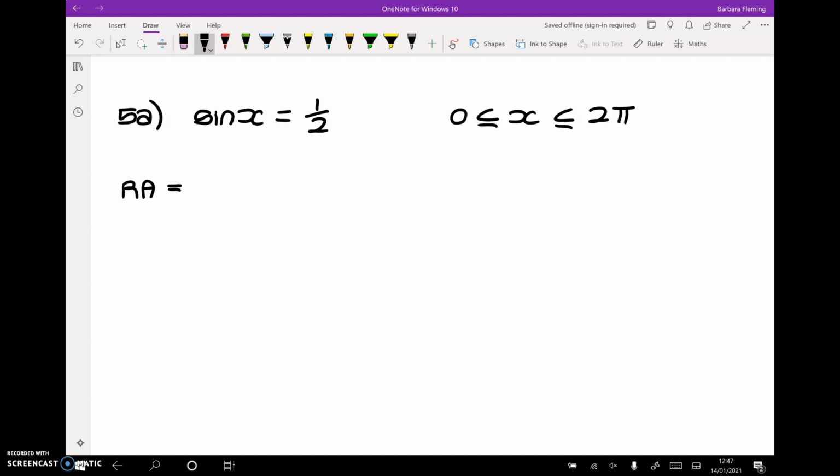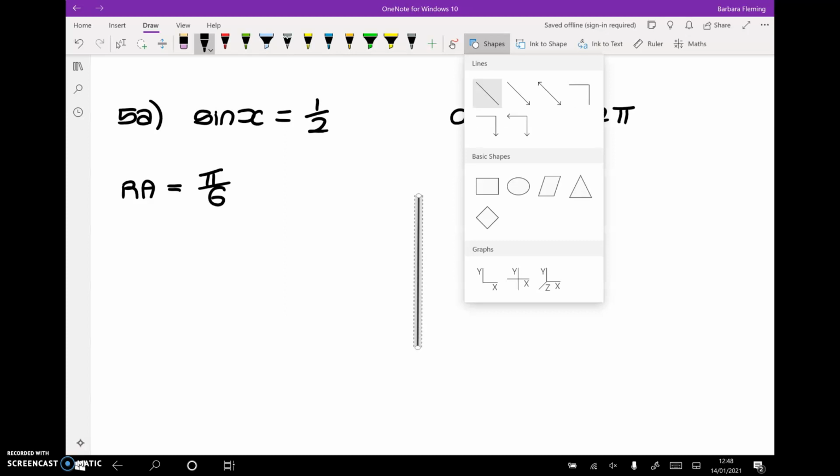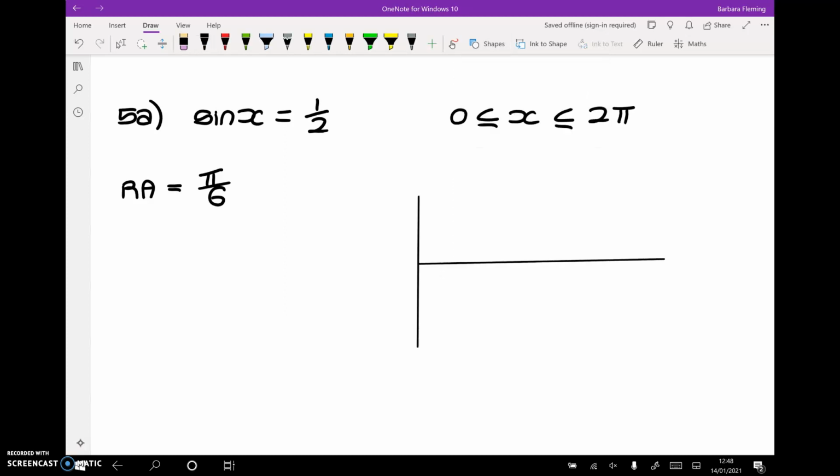We're going to find our related acute angle. If I don't have a calculator, I'm thinking about my exact values. And if you have your exact value table written out with both your degrees and radians, you should be able to pick out that the sine of 1/2 should give you an angle pi/6. Okay, so we then draw out our sine graph going between 0 and 2 pi.